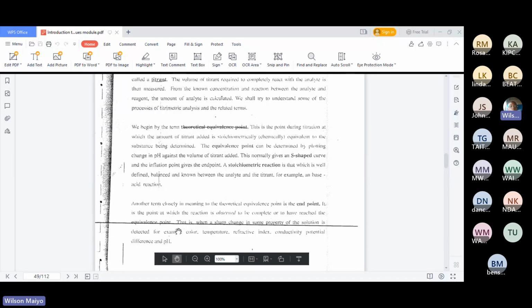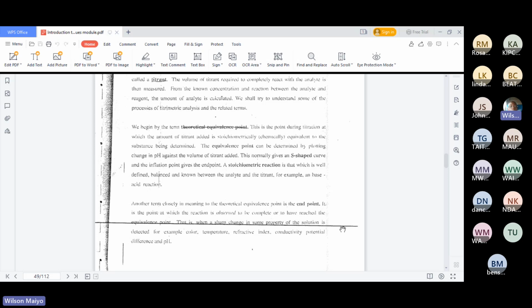Then on the other hand, when you talk of the endpoint, the endpoint is a point at which the reaction is observed to be complete or to have reached an equivalence point. So this is what you observe, whether you are using a pH meter, conductimetry, or an indicator. That point at which you think or you observe that the reaction is complete. If it is an indicator, the disappearance of the color, or it might be the appearance of the color. That point is what we refer to as the end point.